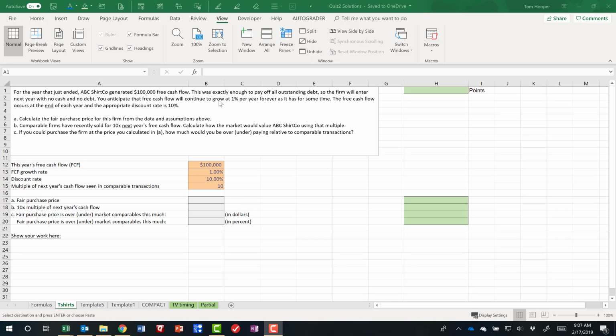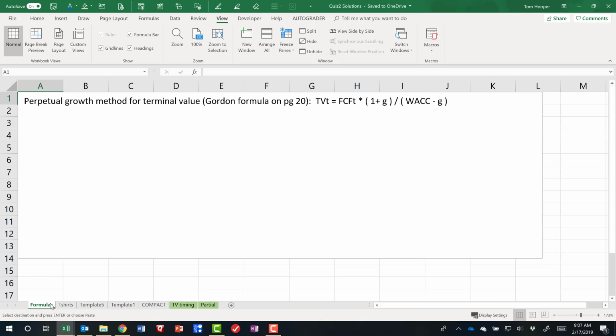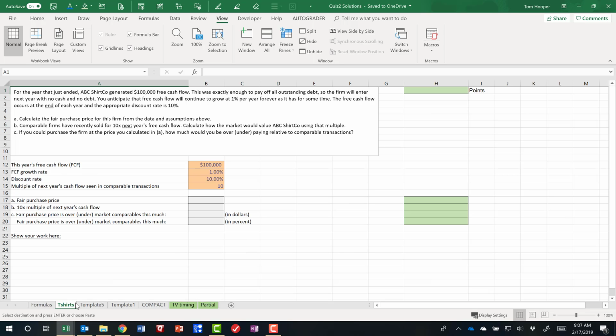The other big hint in the problem is that the cash flow is growing at 1% per year forever. So that suggests a perpetuity and the use of the Gordon formula, which you'd used in the previous problem. It's on this formula sheet in this file. It's on page 20 and I believe perhaps 82 in the book. So we're probably going to make use of that formula to account for that cash flow growing forever at some point.